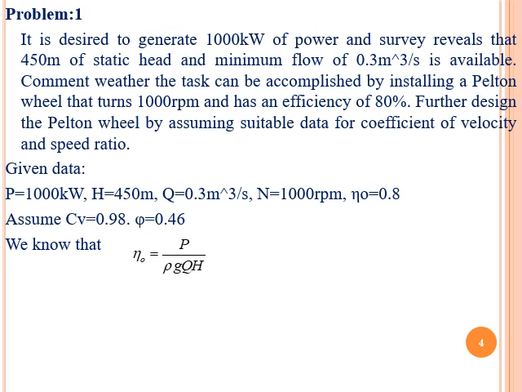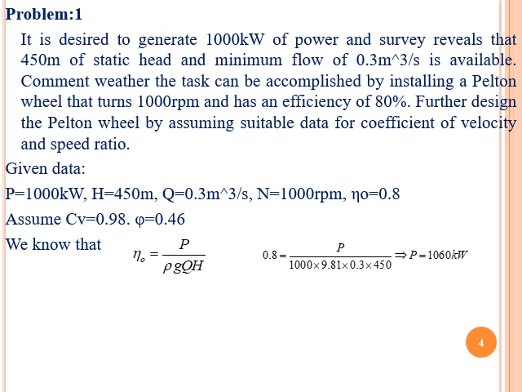Water is flowing through the Pelton wheel turbine, so the density of water is 1000 kg per meter cube, g value is 9.81, the discharge is given as 0.3 meter cube per second, and head is maintained at 450. By using this formula, find out the power developed by the turbine. After substitution of these values, the power value is obtained as 1060 kilowatt.